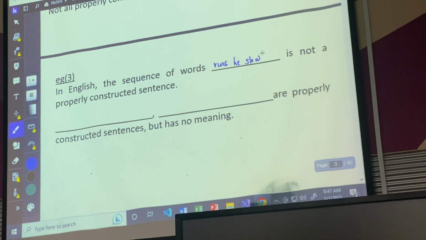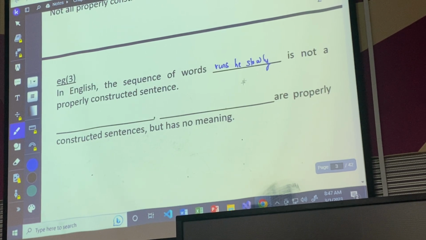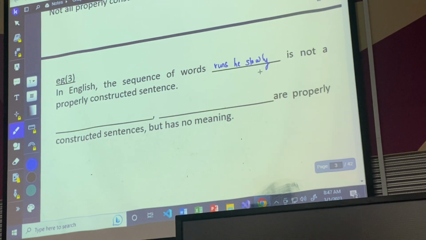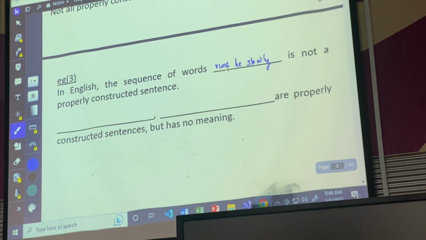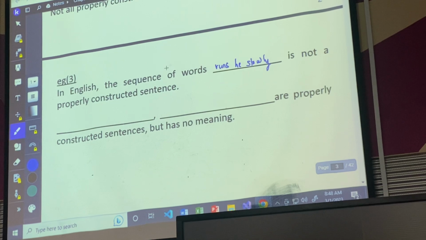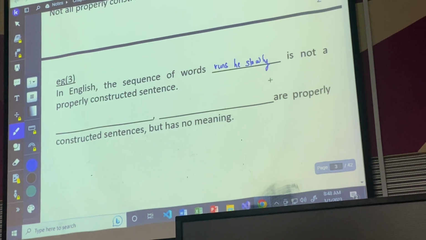This is one of the examples, which is not a properly constructed sentence. We know that in a sentence, we cannot have this verb followed by the noun, right? This is the verb "runs". "He" is a noun. So we cannot have a verb come before a noun. So that is not a properly constructed sentence.